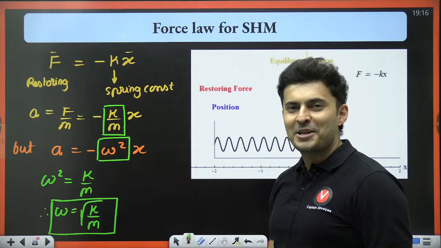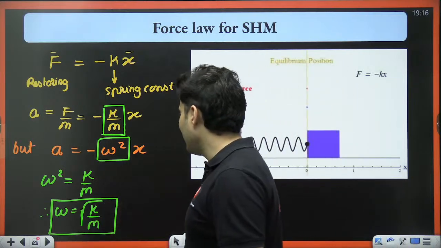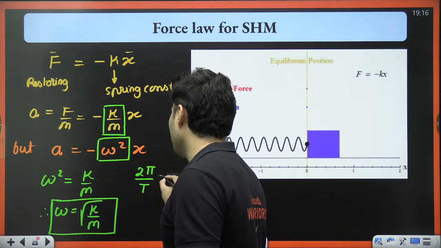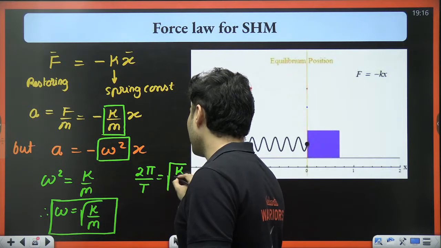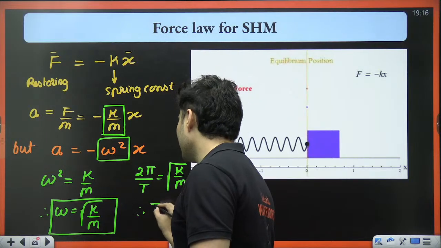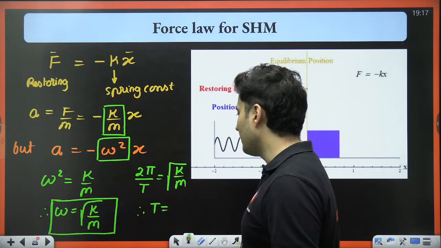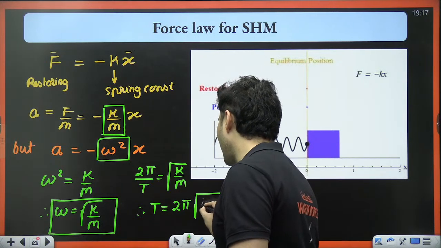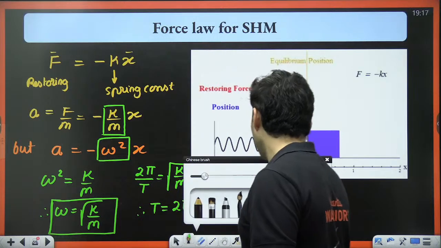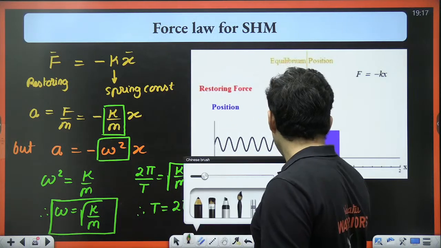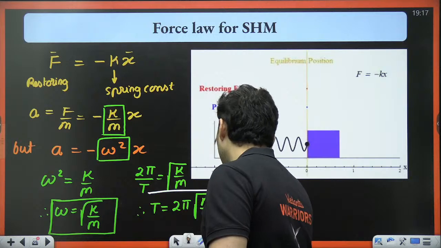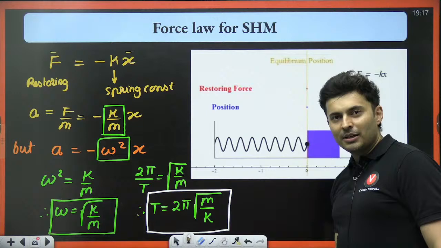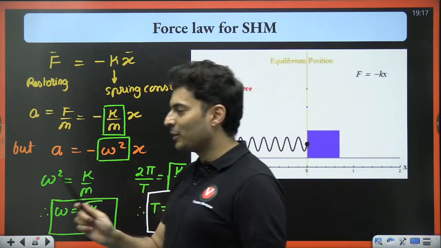Wow, perfect. But I will not stop there. Omega is 2 pi by time period. That is equal to root k by m. Therefore, taking the time period on the top, that will be 2 pi root m by k. A very important formula for finding the time period of a spring mass system. You tell me the mass, tell me the constant, I will tell you what time it takes to go back and forth.